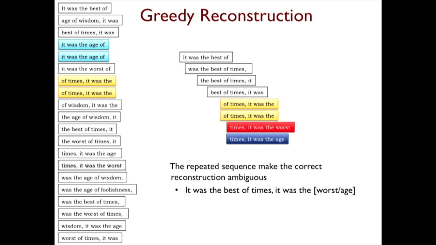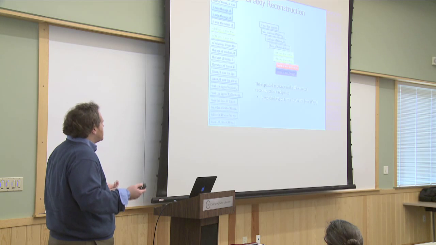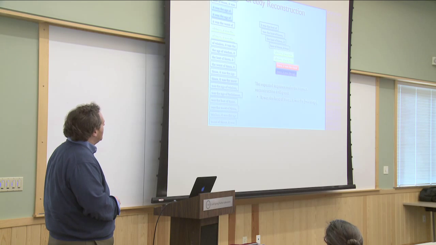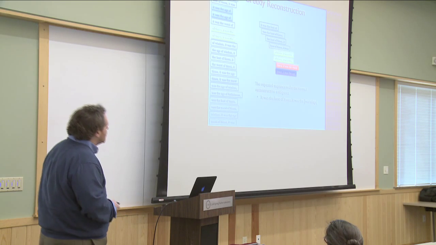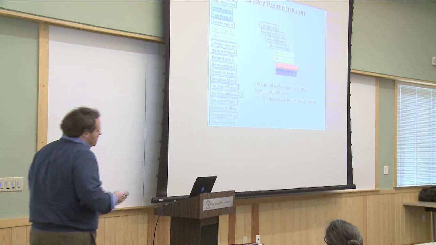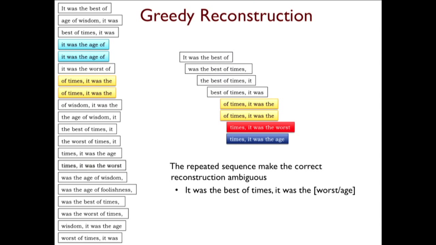So as we walk from unique sequence into repeat, back into unique, we're going to start to hit these ambiguity points where it's just not clear how you can move forward. From the sequences that are present here, it's just ambiguous. There's just not enough information to decide. It was the best of times, it was the worst, or it was the best of times, it was the age. There's just not enough information to decide. So if we're going to solve this problem, we need to think a little bit smarter.